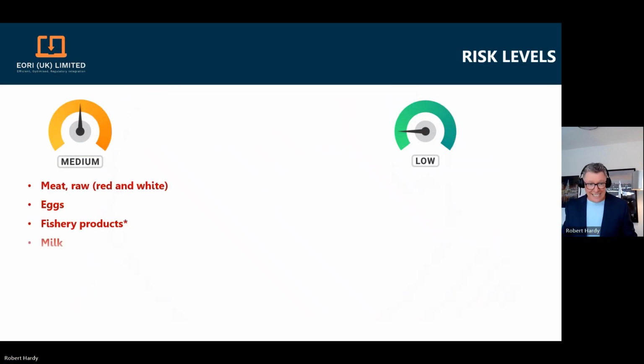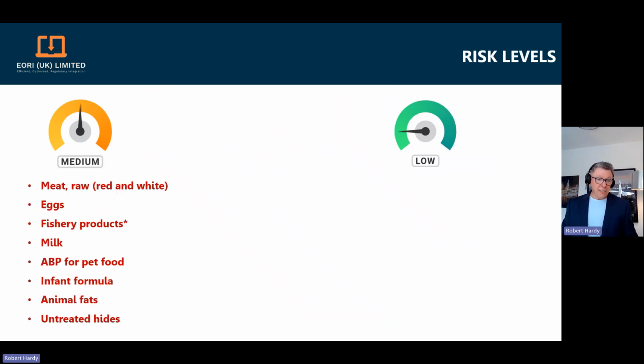Medium products, as it stands, are meat, raw, red or white, poultry and beef, for example. Eggs, certain fishery products, raw milk, ABP, animal by-products for pet food, infant formula, animal fats, untreated hides. Yuck, yuck, yuck. You don't want to be in that category.